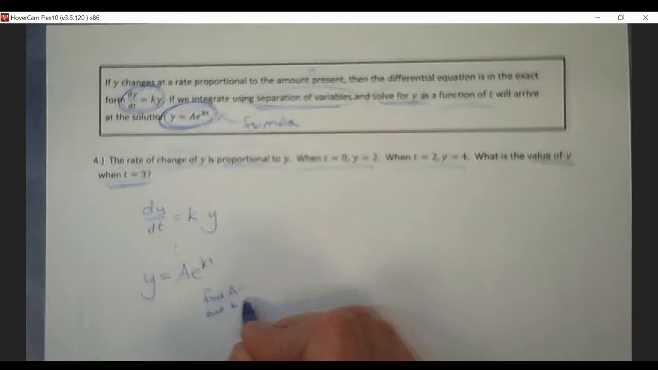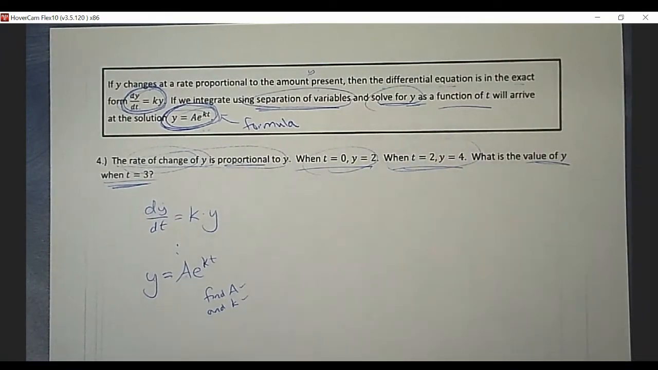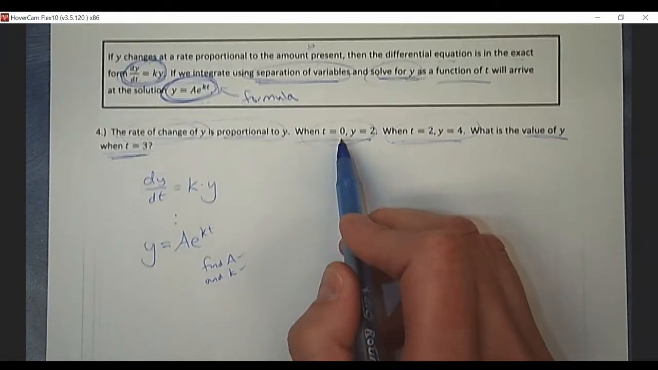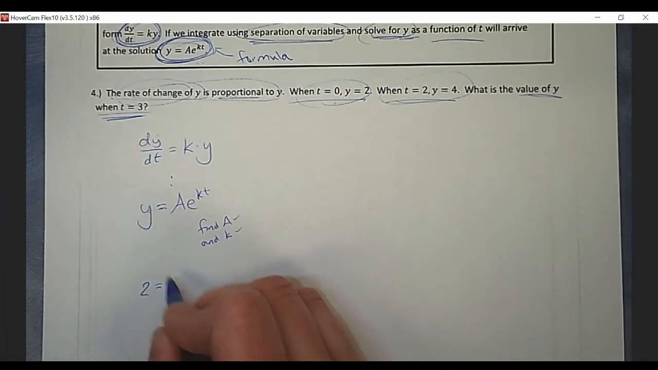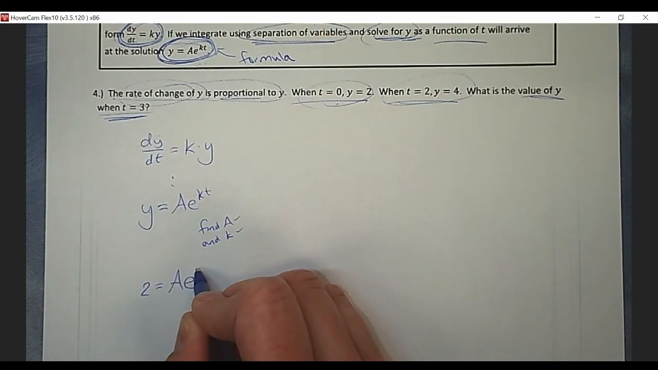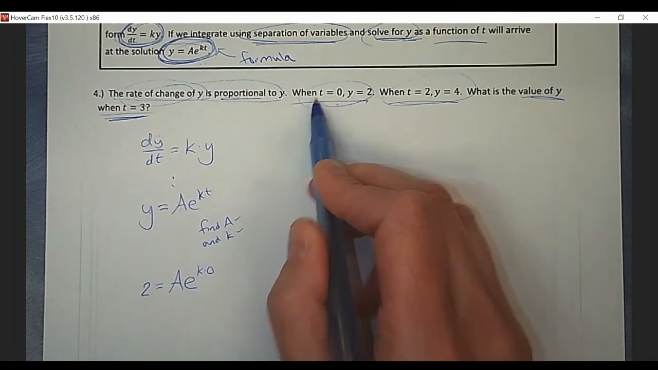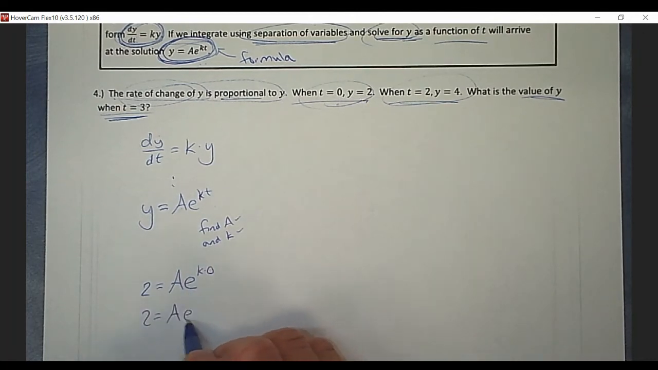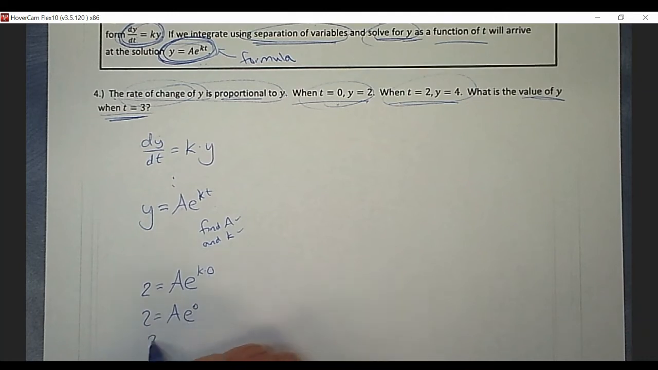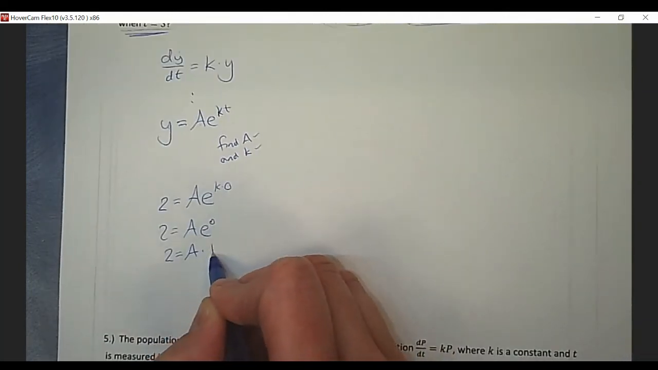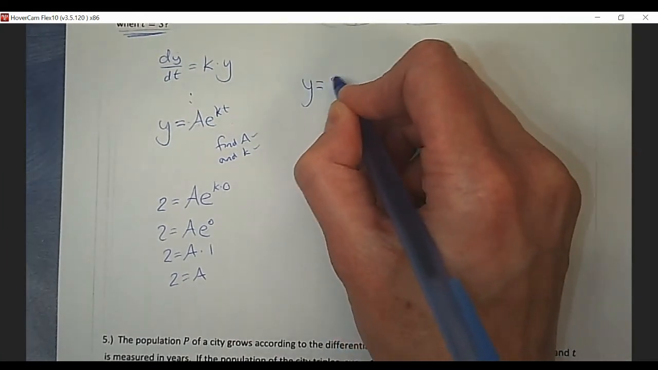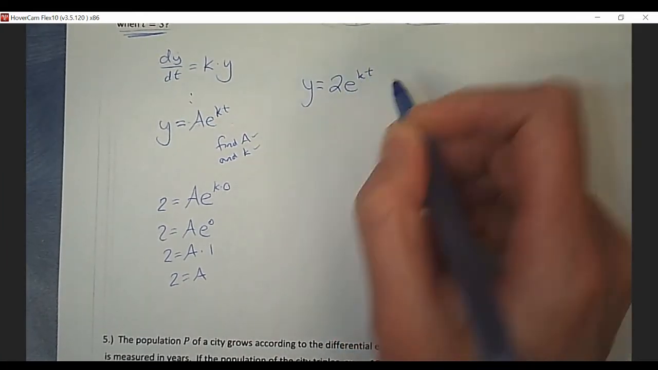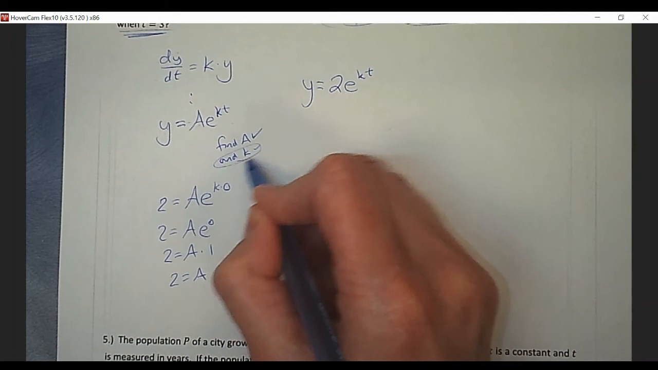So in order to find a and find k, we have to use the given information. Now I notice this one has a 0, so let's use that first. So I'm going to plug in 2 for y, and I'm going to plug in 0 for t. And when I do my algebra here, k times 0 is 0, e to the 0 is 1. So what I get is 2 equals a. So I've found the value of a for this problem, and all we need to do now is find k.